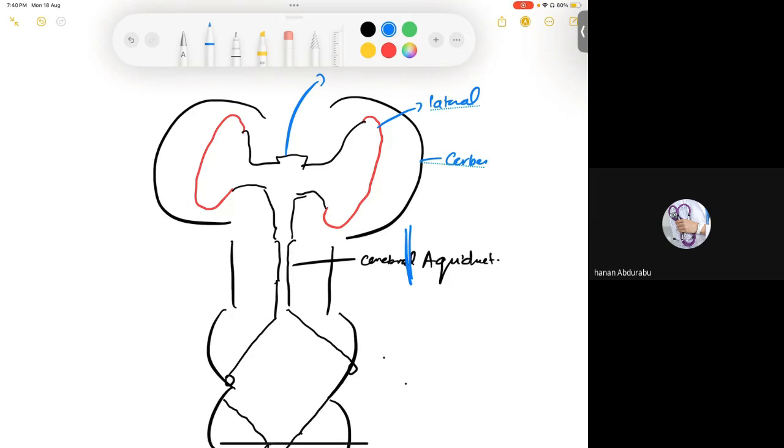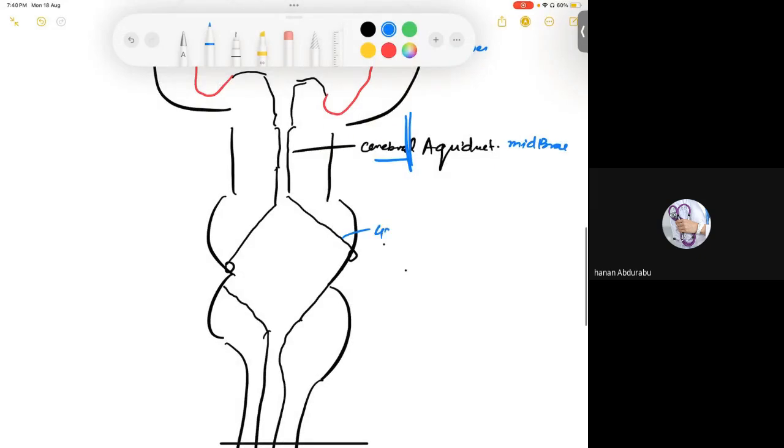Is it clear? This lateral ventricle is going to join with the third ventricle present in the middle. So this is going to be your third ventricle. From the third ventricle, we have the cerebral aqueduct, which is present in the midbrain. Is it clear? Then after that, we have our fourth ventricle. Half of it is going to be present in the pons, and half of it within the medulla. Is it clear?